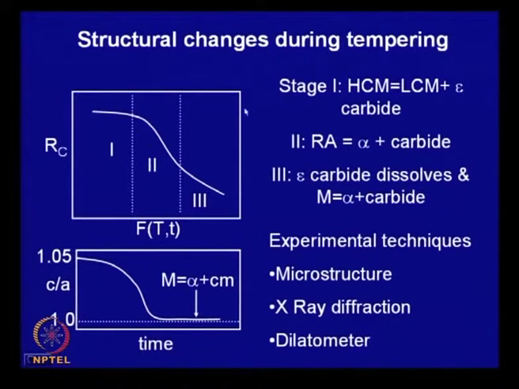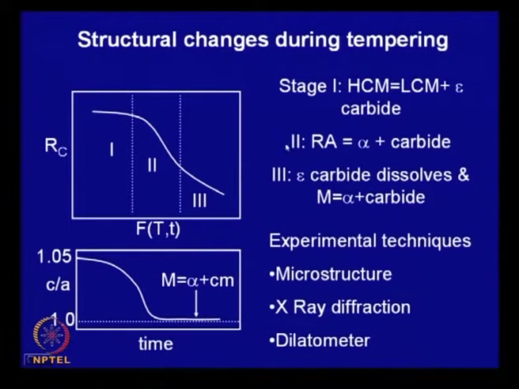In stage 1, high carbon martensite breaks down into low carbon martensite and a special form of carbide. It is a metastable carbide called epsilon carbide. This has a little higher carbon content than cementite. The high carbon martensite has a plate type of structure, so that is unstable, and low carbon martensites usually have a lath type of structure. We talked about it, and this is the main change that takes place during stage 1.